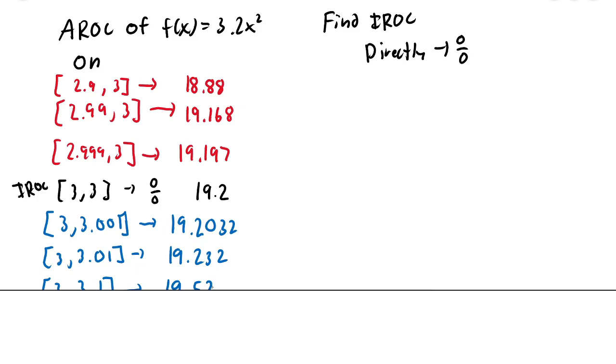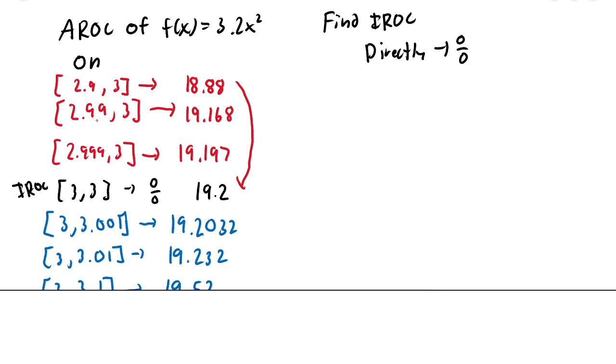But what we noticed is that we don't actually need to find the instantaneous rate at a particular point by using the average rate of change formula. Instead, we can consider a trend. We can consider small intervals around 3, and we can see, well, what is the trend of those values? What do those values seem to be approaching?